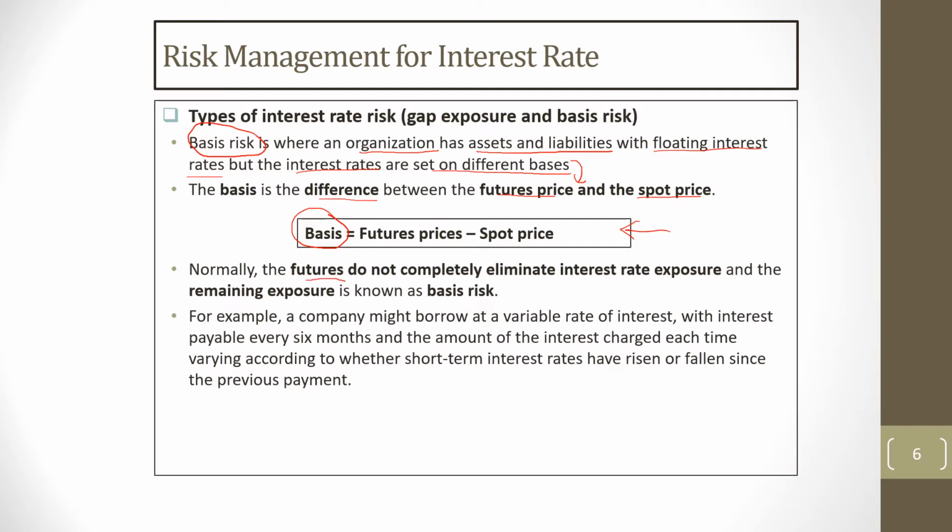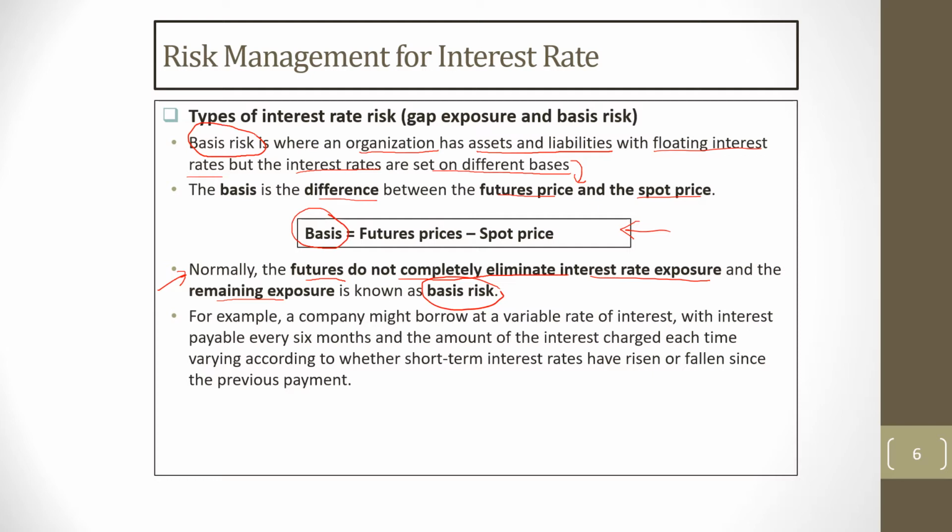Normally, the future does not completely eliminate the interest rate exposure, and the remaining exposure is known as basis risk. Okay, ini adalah definition juga untuk basis risk. So, siapa-siapa yang nak lagi faham, basis risk is the future does not completely eliminate interest rate exposure. So, the remaining exposure means the basis risk. Senang cakap, dia adalah the difference between future price minus spot price. So, you akan dapat the basis.